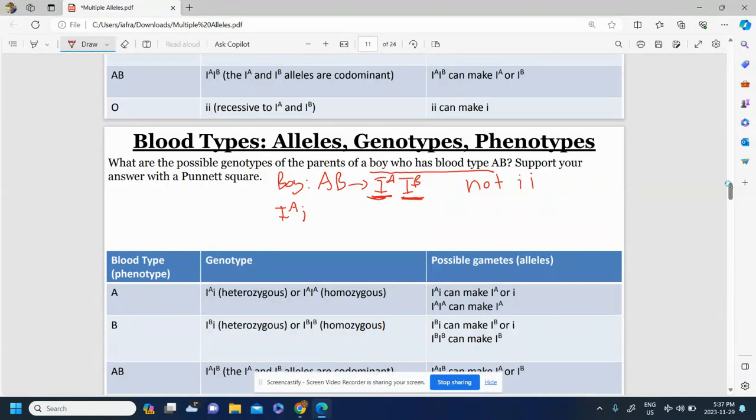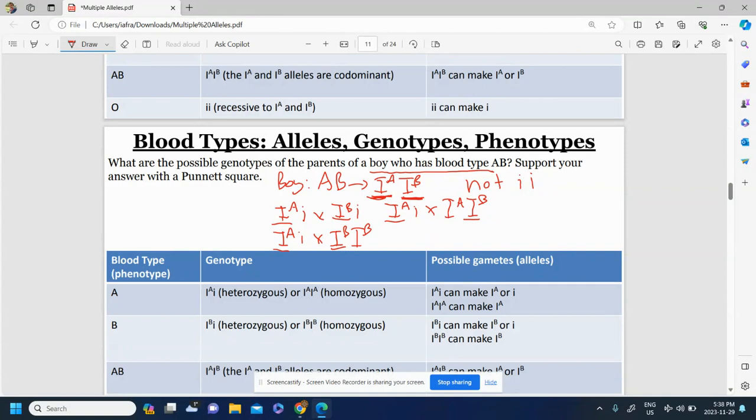The other parent could have been IB, little i. This works, right? Because you can get IA here, IB there. Okay. You could have also had IA, little i, and IB. That's a possibility as well. Because you have IA from this parent, IB from this parent. You could have had IA, little i crossed with IA, IB. Because IA from this parent, IB from that parent. Right?